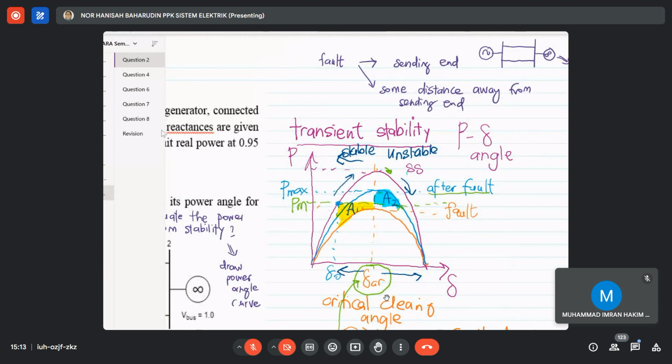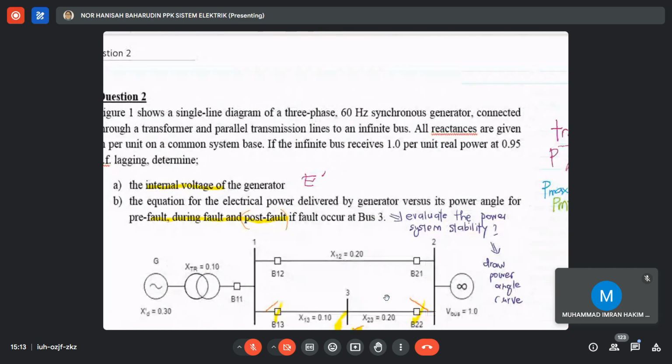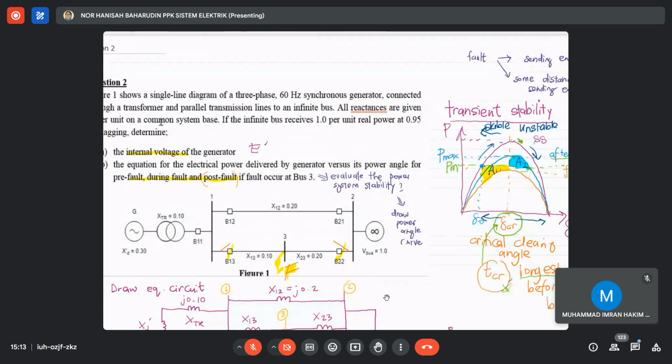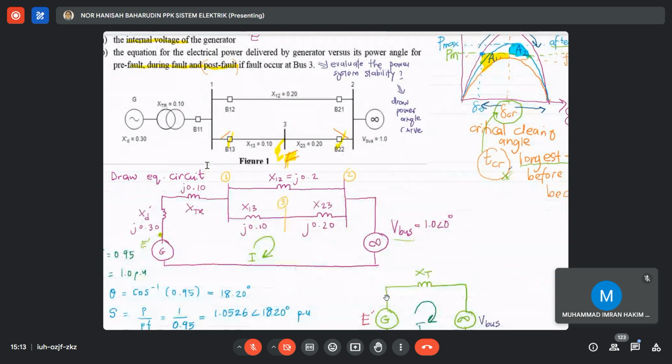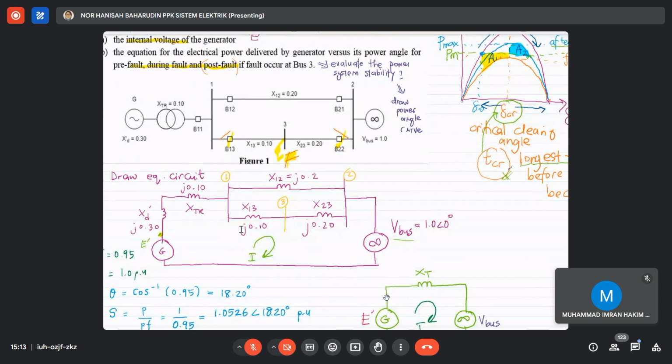Okay, I hope that you understand this. So students, now for this question, I ask you to calculate first what is the internal voltage of the generator. So you have to draw first the equivalent circuit. So from here, J0.3, the transient axis reactance, and then you have the transformer, which is J0.1.